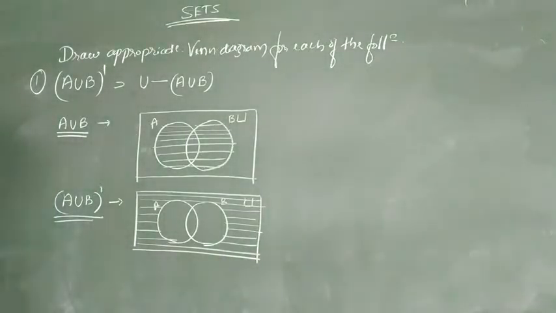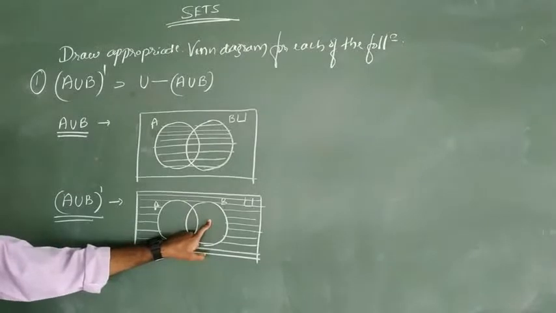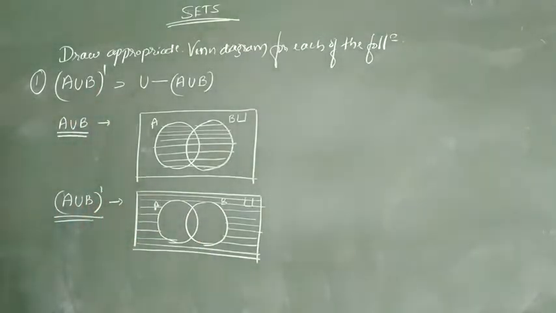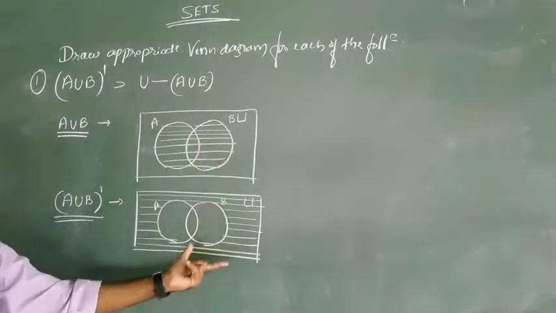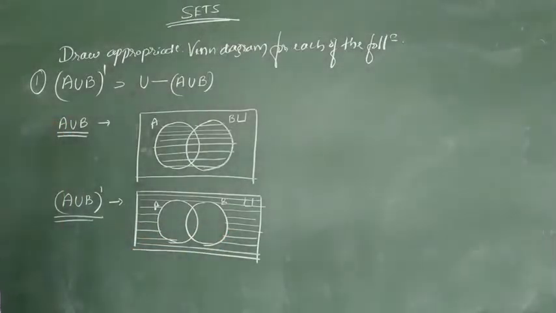You may get 3 marks for this; they ask to draw an appropriate Venn diagram. So this is nothing but the elements which are present in U but not in A union B. So this is nothing but (A union B) whole dash. It's the opposite. Whatever remains, that is nothing but U. The elements which are present in U but not in A union B.